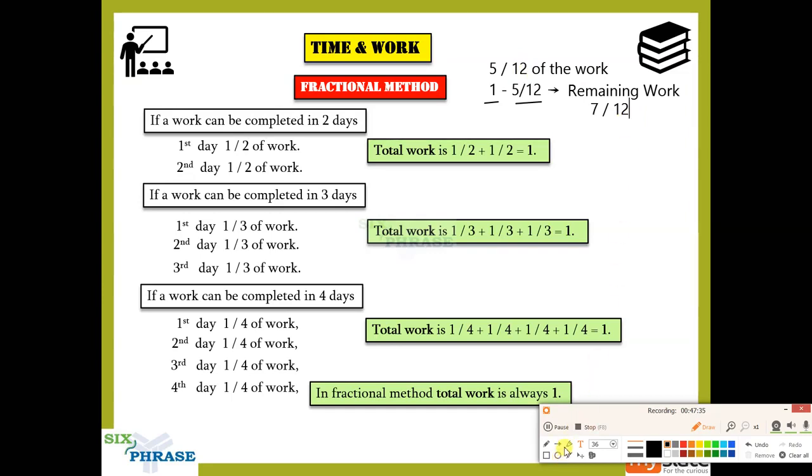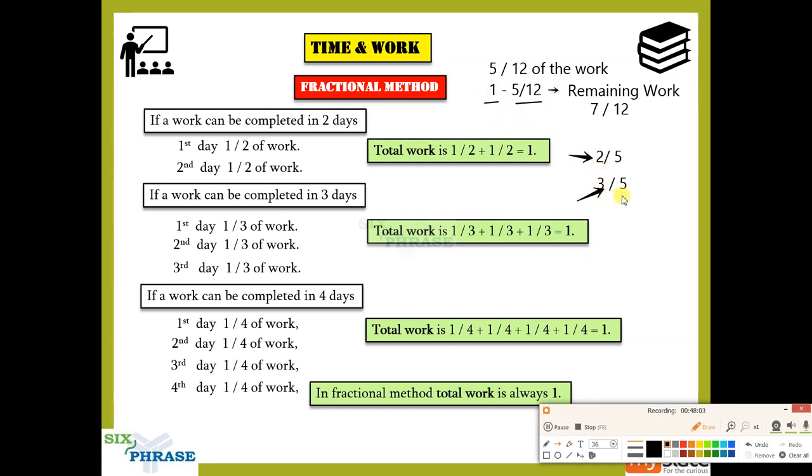If you did not understand what I meant, if 2 by 5 is the amount of work that is done, the remaining work is nothing but 5 minus 2, which is 3, divided by what is in the denominator, 5, right? So 2 by 5 is the work that is completed and 3 by 5 is the work that is remaining. You don't need to do 1 minus this. Even if you do 1 minus 2 by 5, you'll get 3 by 5 only.